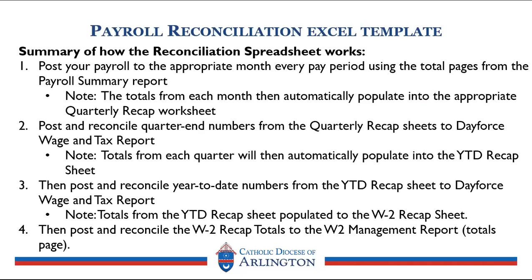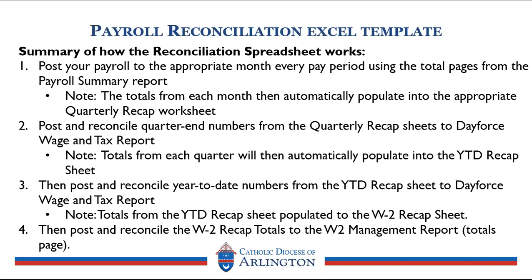In summary, here's how the spreadsheet works. From the payroll summary total pages, post your payroll amounts to the appropriate monthly tab each pay period. Each monthly tab calculates a total for the month and then populates that total into the appropriate quarterly recap worksheet. At quarter end, you will post and reconcile quarter end numbers from the quarterly recap worksheets to Dayforce's quarterly wage and tax report.